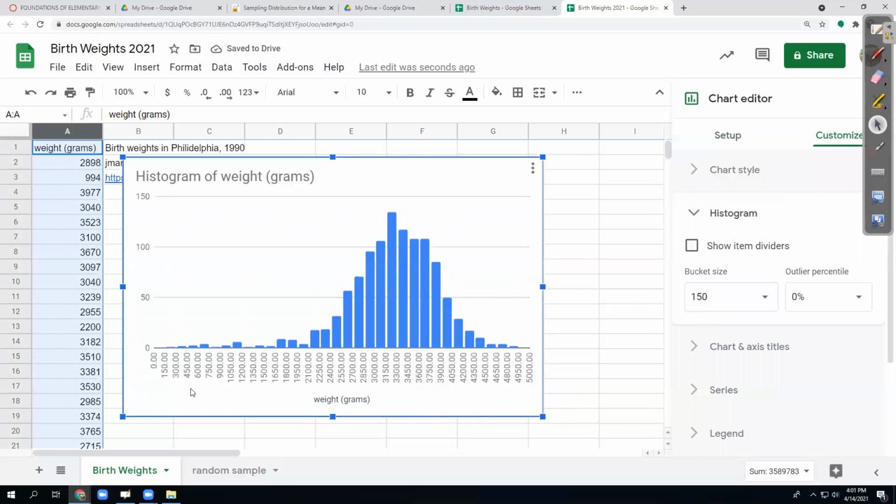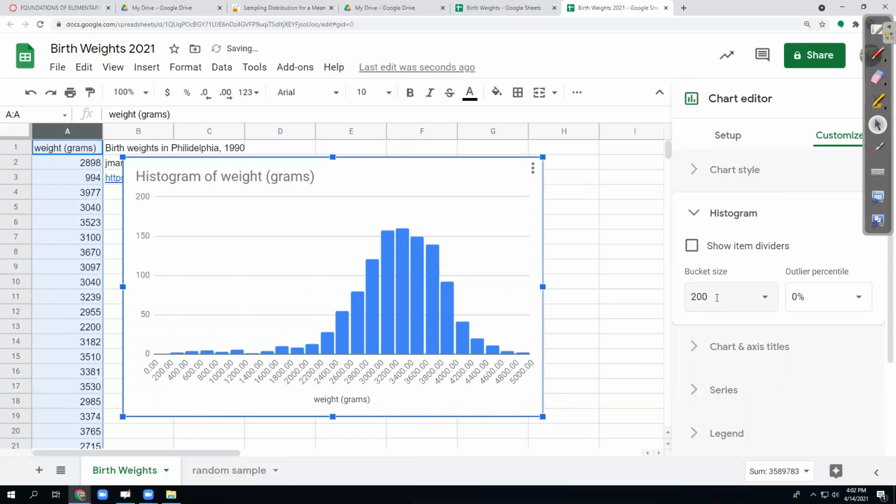So then my numbers are a little cleaner: 150, 300, 450, 600. This has a lot of columns. Looks like almost 20. 1, 2, 3, 4, 5, 6, 7, 8, 9, 10, more like 30 columns. Usually we aim between 6 and 20 columns. So maybe that's too many. So maybe I could try a bucket size of 200 or 300.